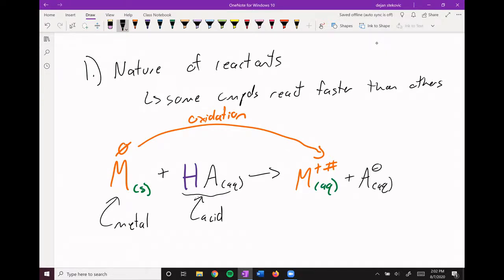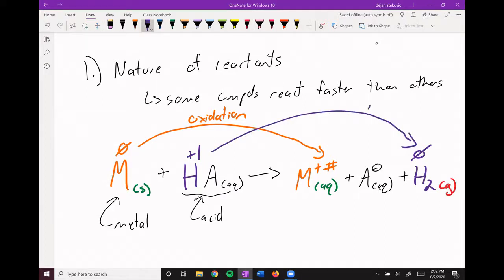And so the H plus goes from being plus one, right? If the metal is getting oxidized, something else has to be being reduced. And so it gets reduced into hydrogen gas, H2, which has an oxidation state of zero. And so you'll see a lot of bubbles forming. That's the formation of hydrogen gas, right? And so that's reduction.